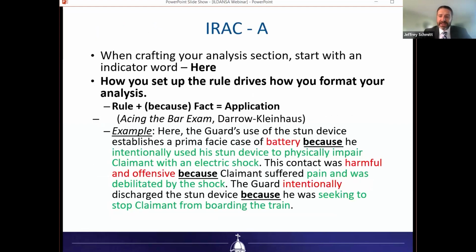Your application, again, is where you're saying, because of these specific, particular facts, the rule is or is not met. What you don't want to say is, well, obviously the rule is met, or based on the facts, the rule is met. You want to say, because of fact X, right? The use of the stun device was offensive because there was pain and debilitation, right? Be as specific from the fact pattern as you possibly can be.